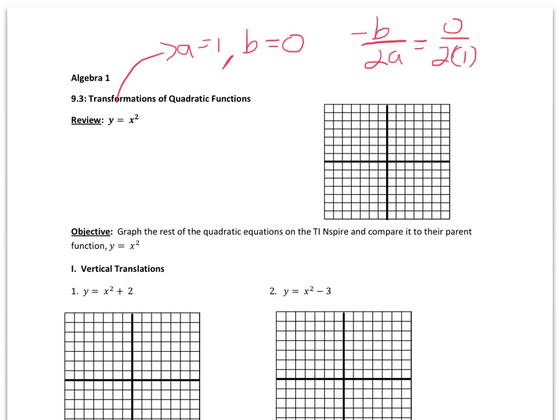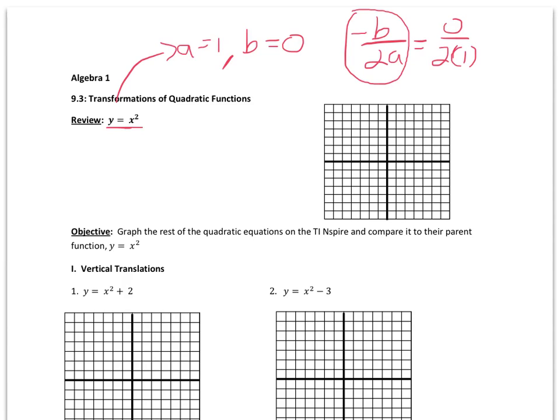Okay, in this video we're just going to go over the front side of 9.3, which is just vertical translations, and I want to do a quick review of graphing the most basic parabola, y equals x squared. What we really pounded home in the last section was this whole negative b over 2a, which gives you the x value for the vertex.